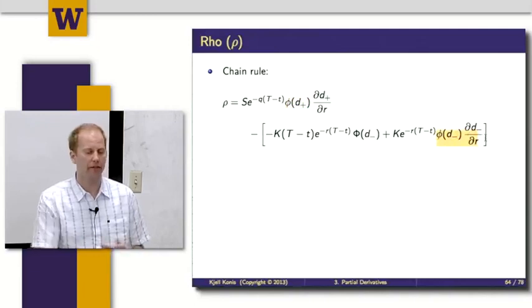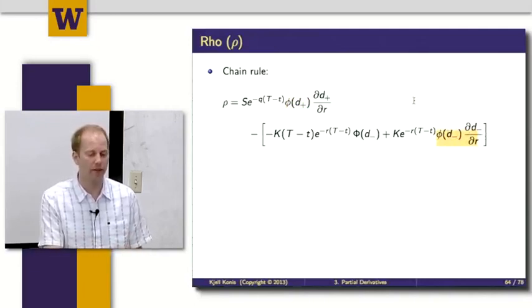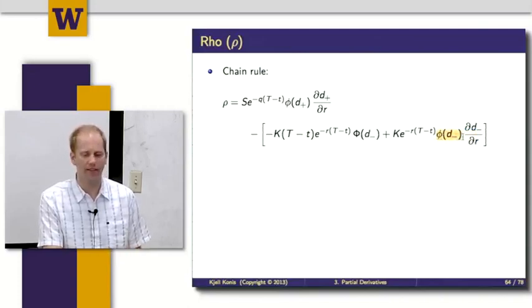And then the same thing is going to happen in the second term of the part in the square brackets here, where I have to take the derivative of capital phi again with respect to d minus. So the derivative of capital phi of d minus is just lowercase phi of d minus times the partial derivative of d minus with respect to r. So that's just the chain rule. So I've used it here, and I've used it here.